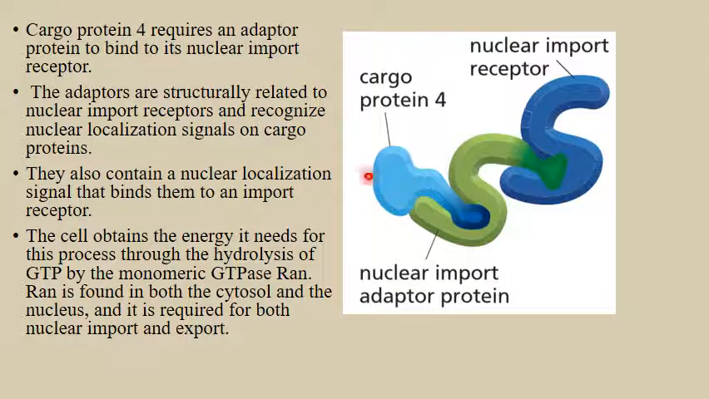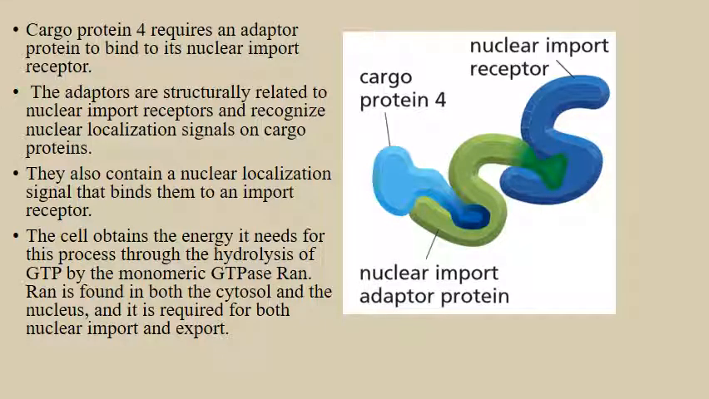In the case of cargo protein 4, it requires an adapter protein. This is the nuclear import adapter protein. These adapters are structurally related to the nuclear import receptors, and they recognize the nuclear localization signals on the cargo protein. This adapter protein recognizes the nuclear localization signal of the cargo protein, and it also contains a nuclear localization signal that will bind to the nuclear import receptor.